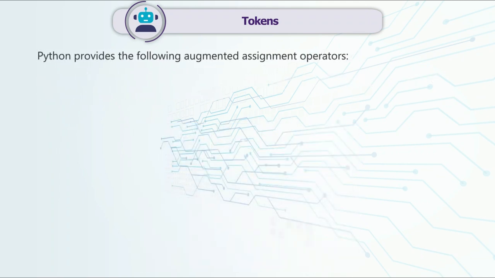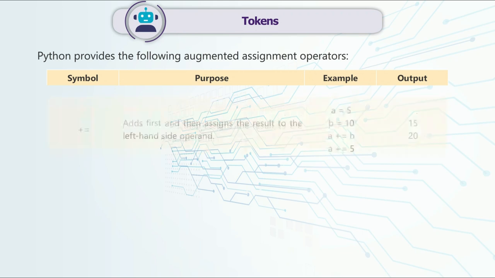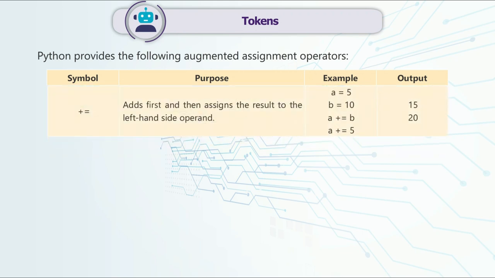Python provides the following augmented assignment operators. Symbol, purpose, example, output. Adds first and then assigns the result to the left-hand side operand. a = 5, b = 10, gives 15.